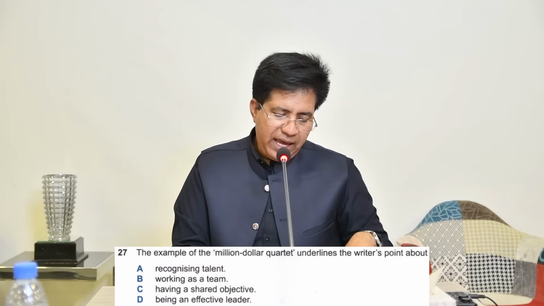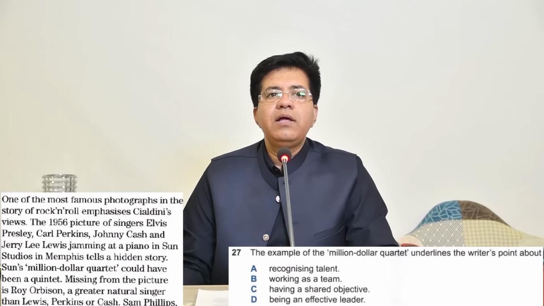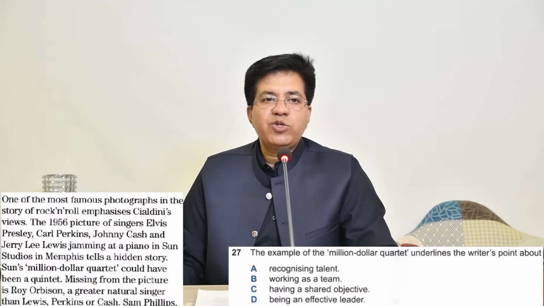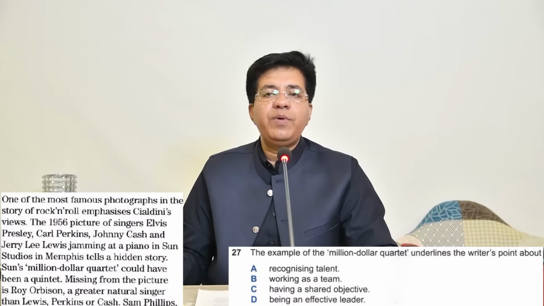Third paragraph. Excellent. And we have this million dollar quartet there. So, please follow me. I'm reading it. Third paragraph. And everyone found it? Sun's million dollar quartet. Okay, now let's read it together. Sun's million dollar quartet could have been a quintet. Quintet means five people. Okay, now just read it carefully with me and imagine. Million dollar quartet means four people and they made a million dollars and all that. It could be a quintet. Quintet means they could add a fifth person as well. Quartet, but it could be quintet.